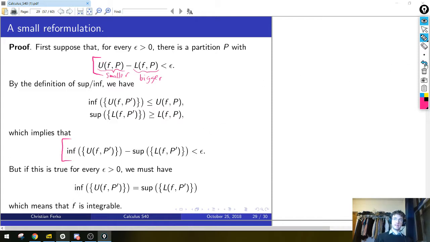Alright, so that means that this thing is true, but notice that now nothing on the left side depends on p, right? This is infimum over all partitions, supremum over all partitions. So this is independent of p, which means I can run this argument for whichever partition p I got. But I got the partition p by invoking that I had some epsilon greater than 0 and found a partition p with that property.